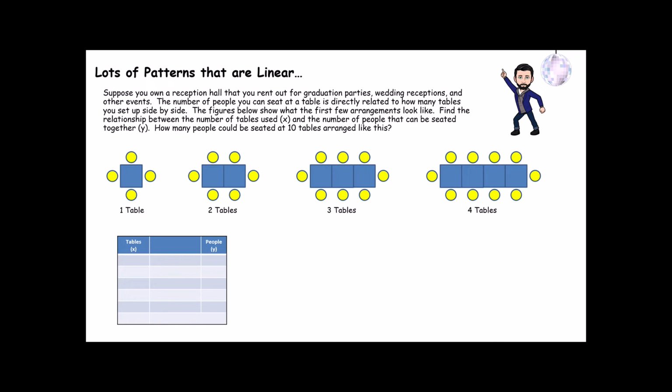So let's start with table number one. We already said table number one has 1, 2, 3, 4 people seated around it. Table number 2 has 1, 2, 3, 4, 5, 6 people seated around it. Table 3 is 1, 2, 3, 4, 5, 6, 7, 8 people sitting around it. And table 4 has 4 on top, 4 on bottom. That's 8, 9, 10 people seated around it.